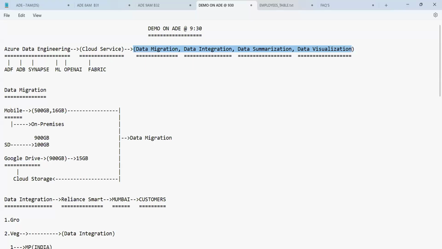Here we are going to cover mainly ADF, ADB, and Synapse. These are the three things we mainly cover, which include the following processes: data migration, data integration, data summarization, and data visualization. These are all the things we are going to see as a part of this course.